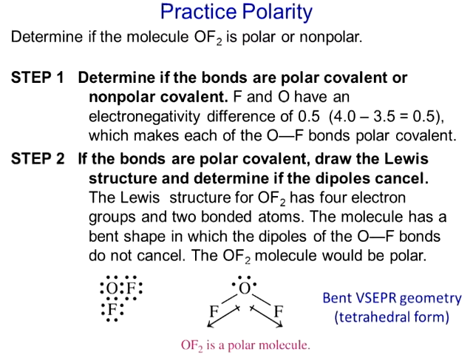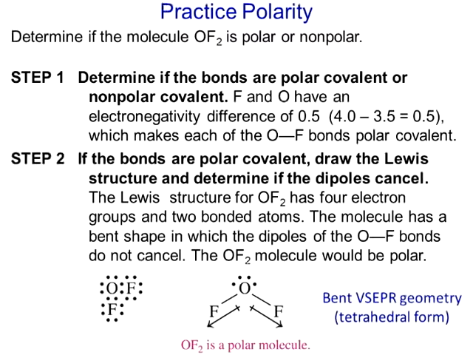To determine that, we draw the Lewis structure. We show you the dot structure to the far left on this slide. And we note that there are 8 electrons around oxygen and 8 around both of the fluorines, which makes for a really good Lewis structure because it fulfills the rule of 8, the octet.